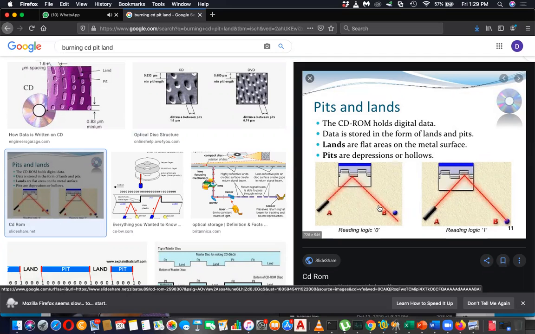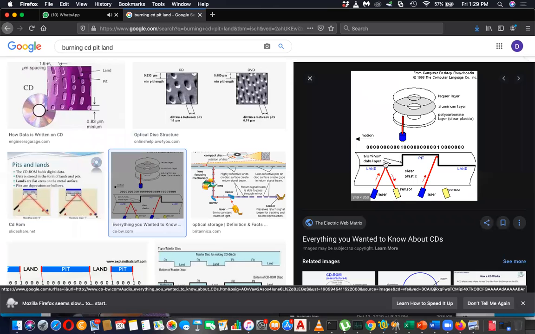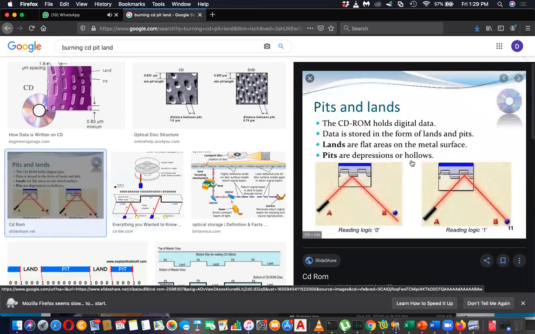In writing, the laser will melt the layer. When reading, based on the reflection angle, you can find whether it is a pit or land. This is another image, a theoretical explanation. When there's a land, you can see the reflection. But when there's a pit, the light will go and not come back. Here they have used the angle of reflection.